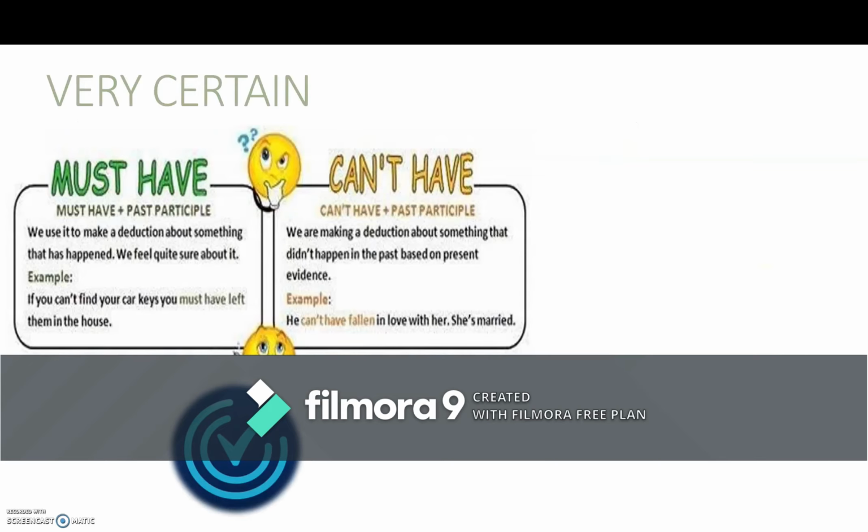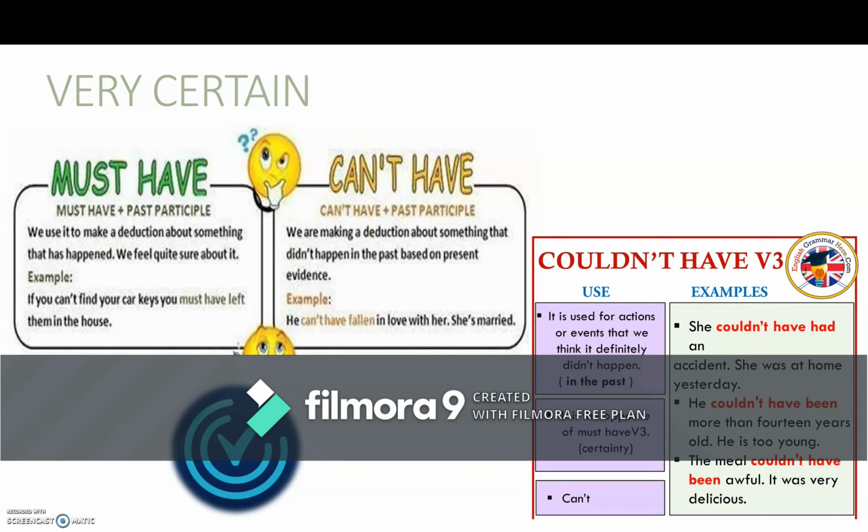So for very certain, we're going to see must have, can't have, and also couldn't have first. And notice that all of them are followed by the past participle. Now, must have is used to make a deduction about something that has happened and we feel quite sure about it. We feel sure, but not 100% that that action happened. So, for example, if you can't find your car keys, you must have left them in the house.